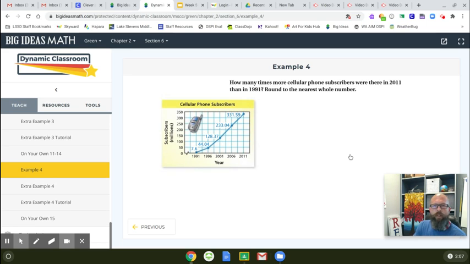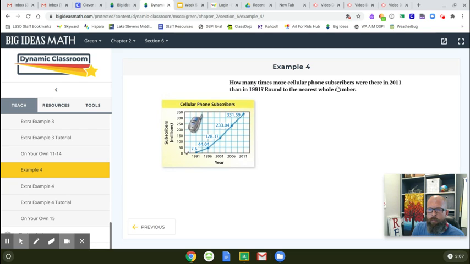Here we go. Now we got story problems on 2.6, example 4. We have to make sure we read the questions on these, because not only does it ask you to do the math, but notice how it says round to the nearest whole number. So now we don't actually have to divide all the way. We can just round it once we get close.